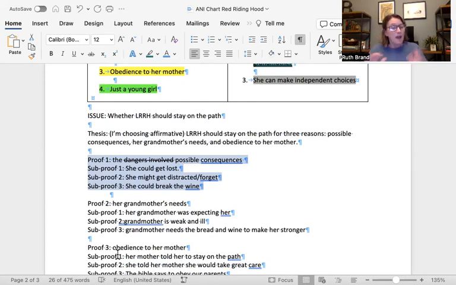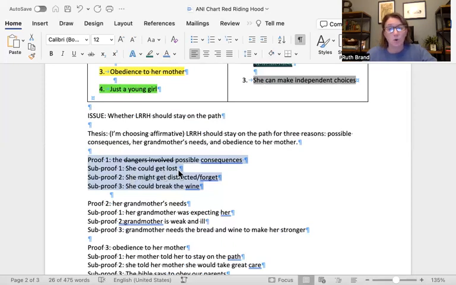So proof 1, I'm going to name the proof. The first reason Little Red Riding Hood should stay on the path is because of the possible consequences. I could even add words a little bit if I want. The possible consequences that she could endure. And then I'm going to list the subproofs. And that's my paragraph. And all total, I'm going to have for sure 4 sentences. It could be more because I might break this up.